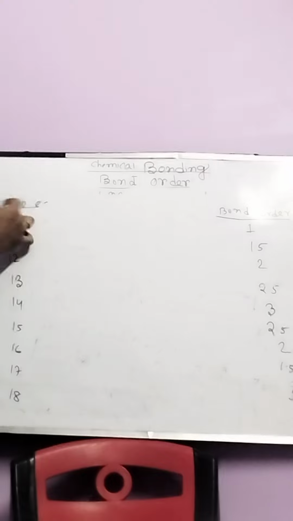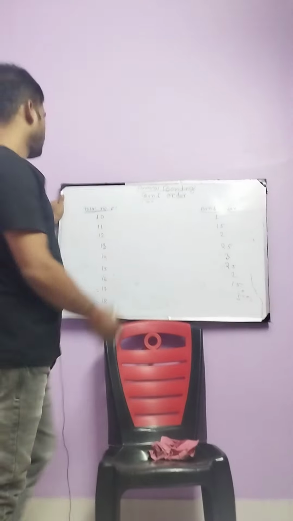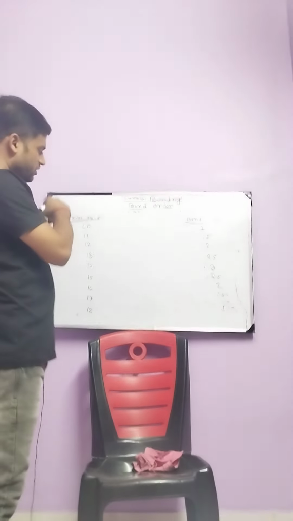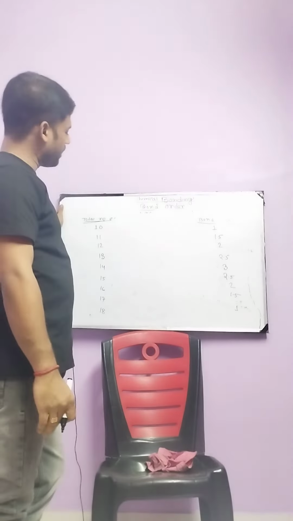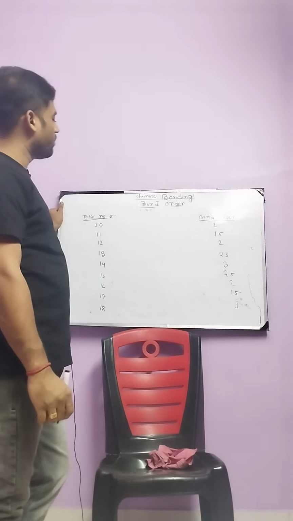This is for the total number of electrons from 10 to 18. This formula is valid for a total number of electrons 10 to 18. For species containing less than 10 electrons, you can study the elaborate process, that is molecular orbital arrangement.